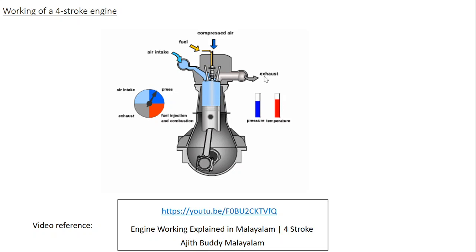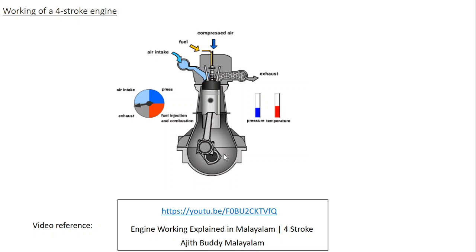So I have 4 strokes, and if you look at them, the power is generated only in the third stroke, right? That's where the explosion happens and the piston moves downwards. The power generated in the third stroke drives all the other 3 strokes. So there is a continuous movement of the piston up and down, and through the crankshaft this continuous linear motion is converted into a continuous circular motion, and this is connected to the wheels of the vehicle, and as a result the wheels move.